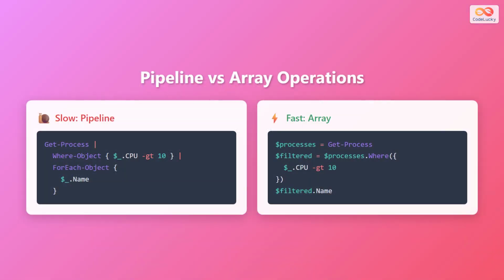Let's compare two approaches. On the left, we have the traditional pipeline method. We get all processes, pipe them to Where-Object to filter, then pipe again to ForEach-Object to extract names. Each pipe operator creates overhead. On the right, we have the optimized array approach. We store processes in a variable, use the .Where method to filter, and directly access the Name property. This array-based approach is much faster because it processes data in batches rather than object by object.